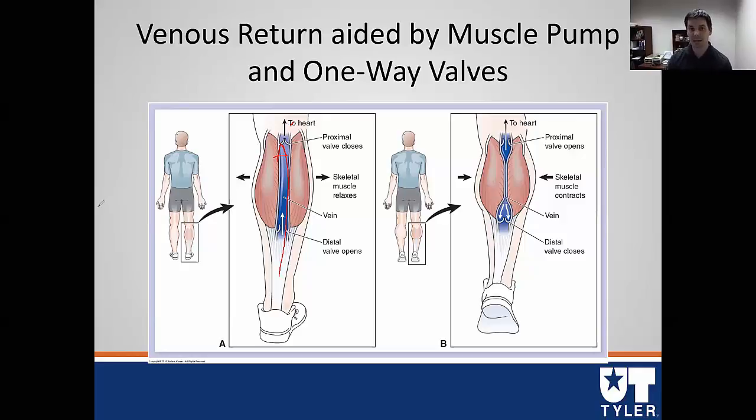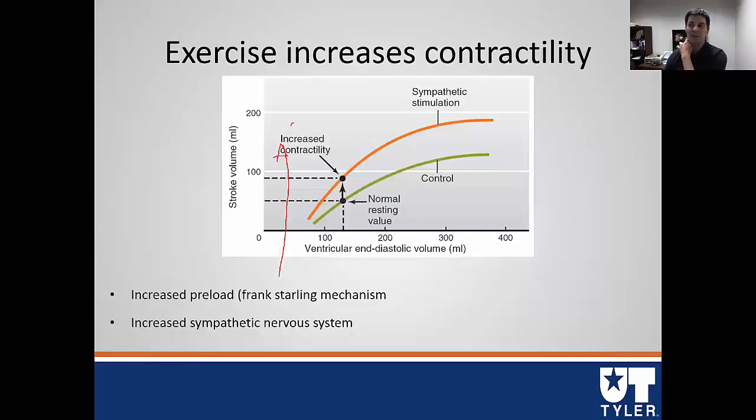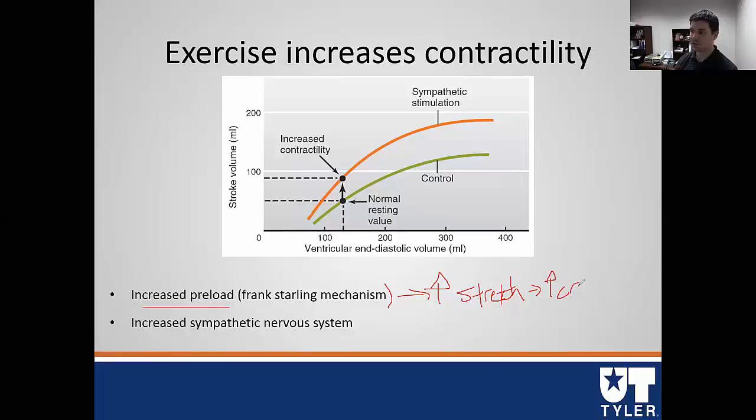Again, getting more blood into the heart allows it to contract more. So if next we look at contractility, we can see that both of the mechanisms that we talked about yesterday apply. So one, we get an increased preload, which is known as the Frank-Starling mechanism, which means an increase in stretch, which means increased cross-bridge formation, which means stronger contraction.